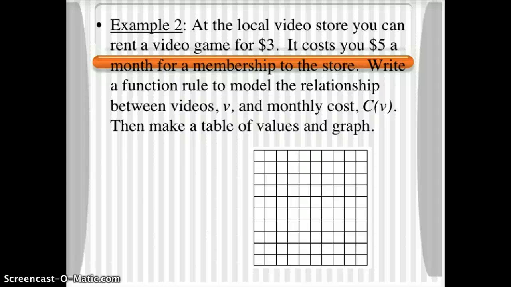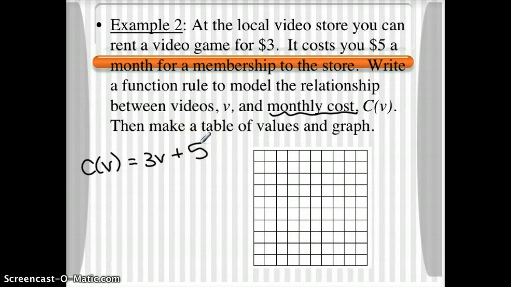Okay, so first of all, what I need to figure out is how do these variables relate to each other. So it's $3 per video game plus $5 a month. And I'm just wanting to look at 1 month's cost. So it's just going to be that $5 fee. So I would probably say that c of v equals $3 per video game, so 3 times v, plus the $5 for the monthly fee.